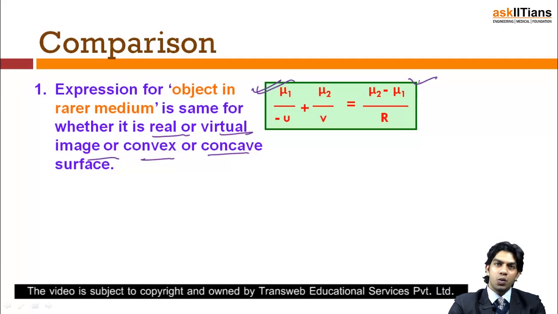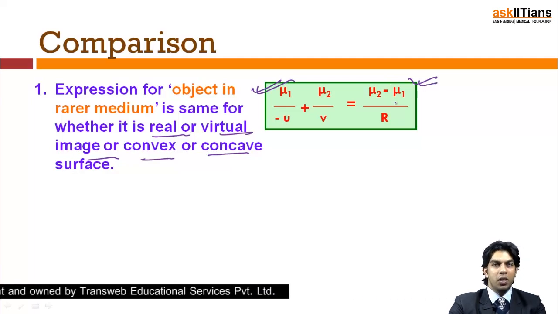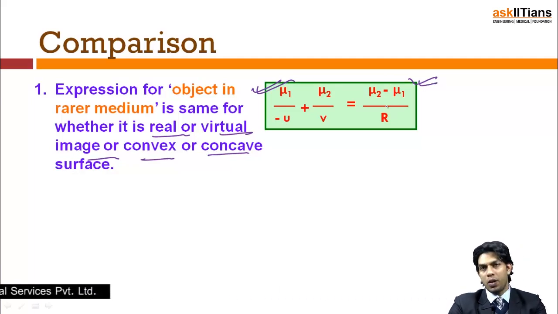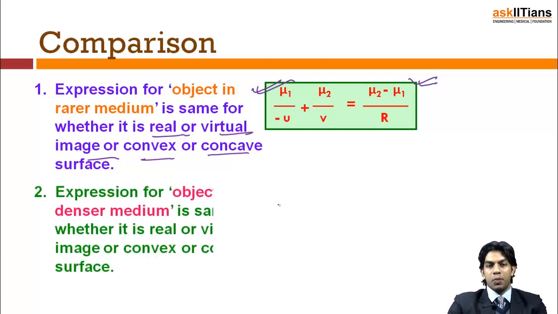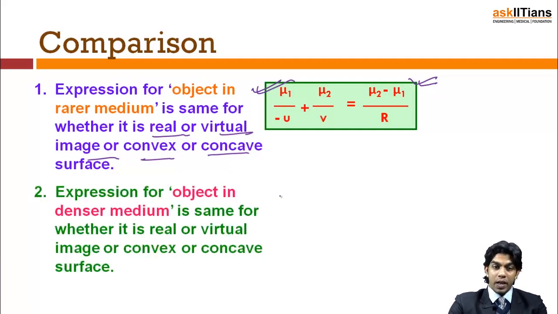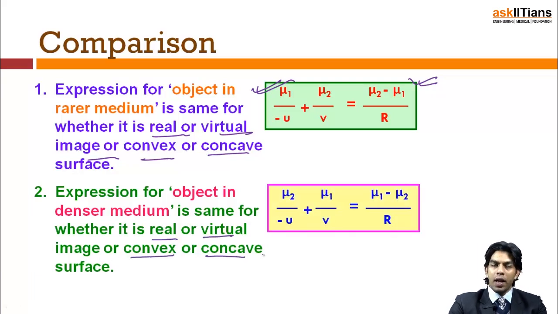The only thing which might change down the line will be the switching of the roles of mu1 and mu2. That is, right now I have simply put it on the flip side: I have put the object in mu2 rather than mu1. So the expression for an object in a denser medium is the same whether it's a real or virtual image, or a convex or concave surface. As I've told you, it is simply a role reversal: mu1 becomes mu2, mu2 becomes mu1.